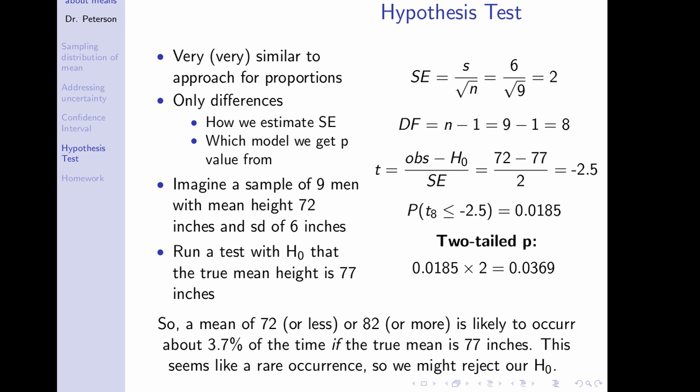This seems like a rare occurrence, so we might reject our null hypothesis. That is to say, it is unlikely for us to have gotten a sample mean of 72 inches if the null hypothesis is true. So we say we think that our null hypothesis in this case may be less likely to be true.